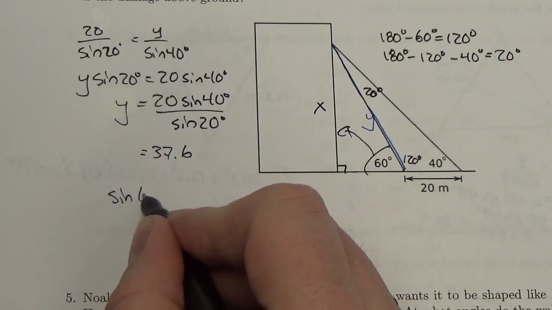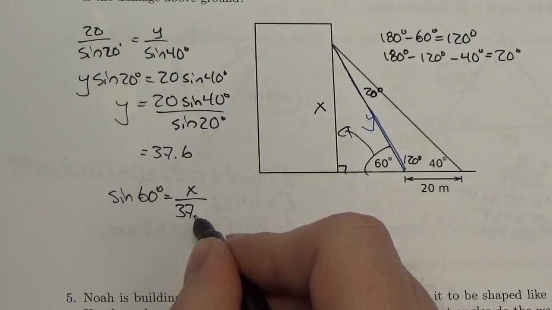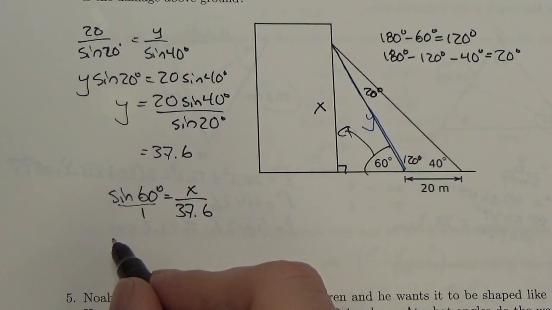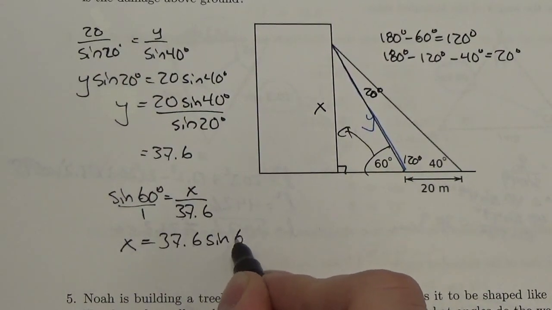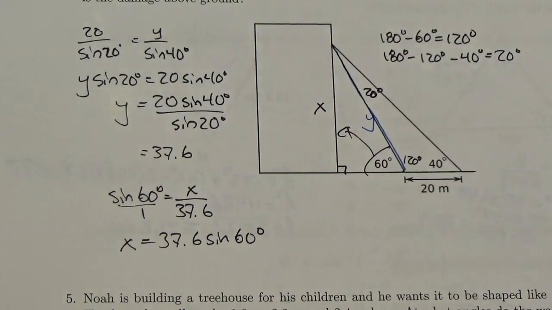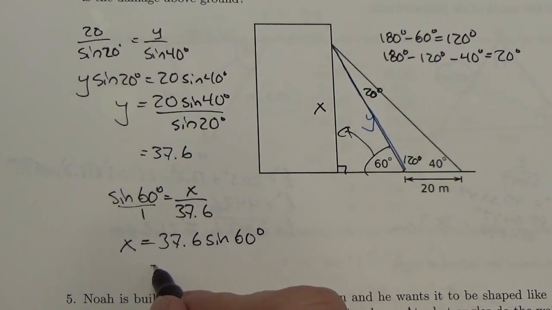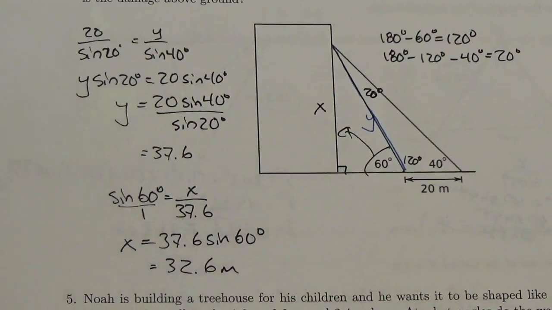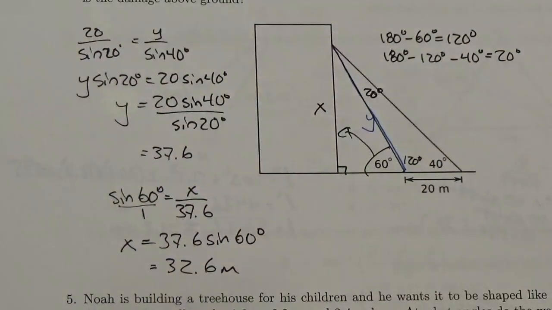So the sine of 60 degrees will equal x over y, which I now know to be 37.6. Cross multiply and I will get that 1 times x is x, and then 37.6 times the sine of 60 degrees. And so if I just multiply the value that I just found a second ago by the sine of 60, I will get 32.6 meters. And so that is how high up the damage is on that building.